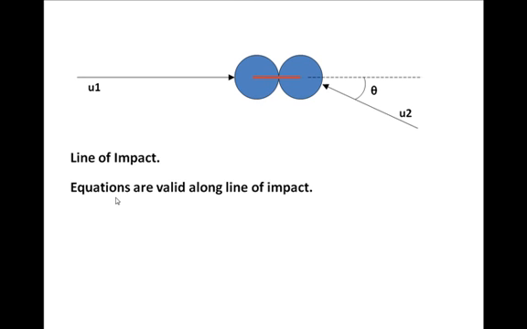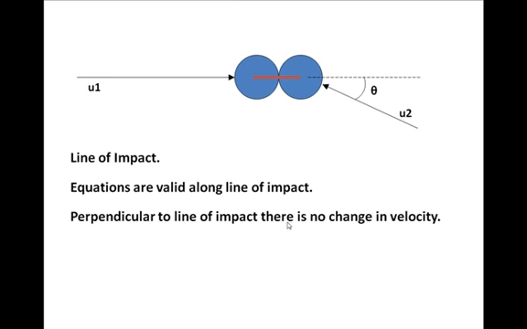And our momentum equations are valid along the line of impact only. So we'll be writing these equations along the line of impact. And perpendicular to the line of impact, since there is no impact, there will not be any change of velocity. Now, these 3 points we have to use and remember while solving the problems, and they will become more clear as we go along with the problem.